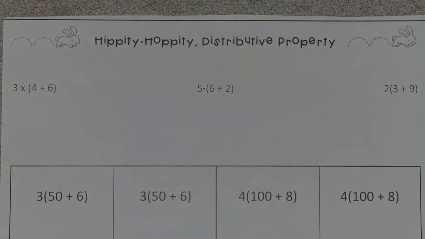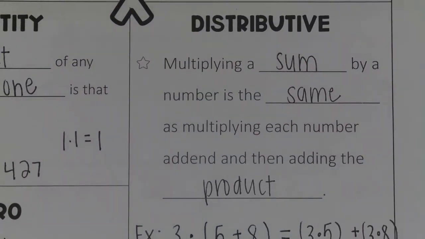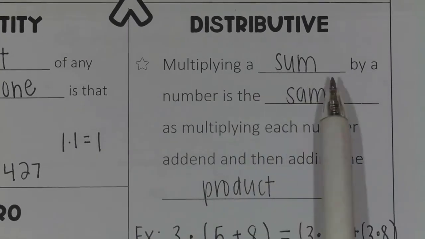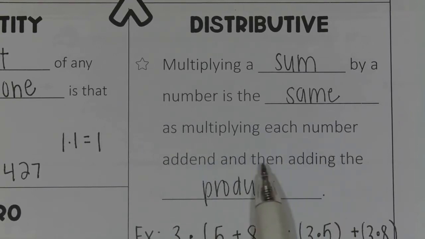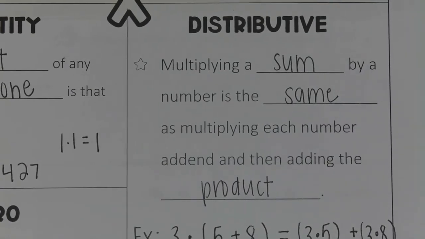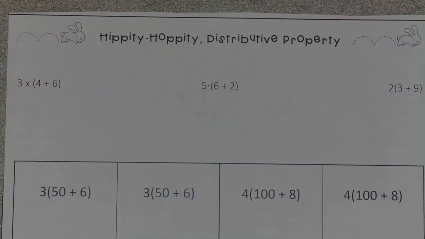Okay, so yesterday we talked about the distributive property and we discussed that that was a multiplication property. And just a quick recap of it, our official definition of the distributive property states that multiplying a sum by a number is the same as multiplying each number added and then adding the products. And when we talked about this, I said, guys, this is a really extravagant definition. We're going to break it down and make it smaller. Today, we're breaking it down and making it smaller.